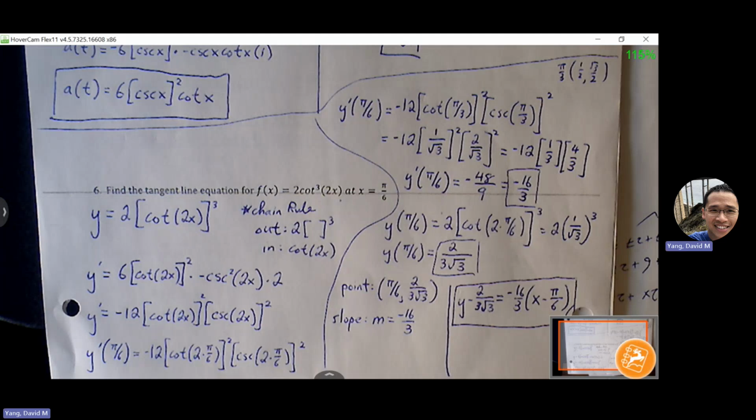Get negative 16 over 3. Or you can leave it as negative 48 over 9. That's fine. And then we also need to find the ordered pair. So cotangent of pi over 3, that's just x over y. So 1 over √3. 1 over √3 cubed is just 3 √3 in the denominator. So there's my y value, there's my slope, and then point slope.